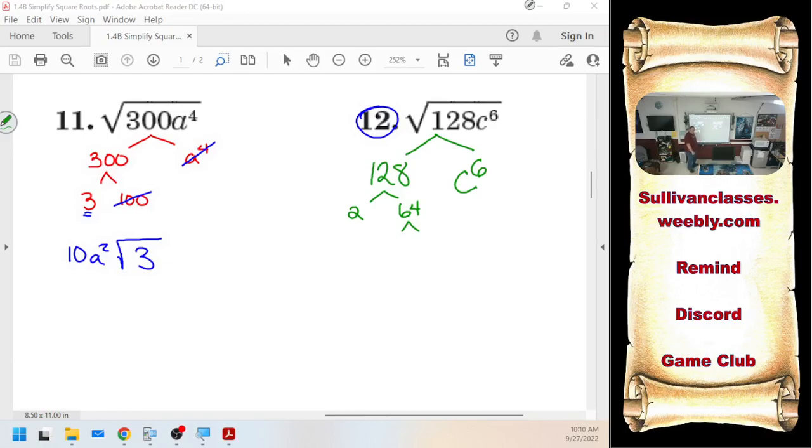What times what makes 64? 8 and 8 fell on the floor, picked it up, 64. The only rhyme I remember from elementary school. 8 and 8, 4 and 2 apiece. And those 4s are each 2s.